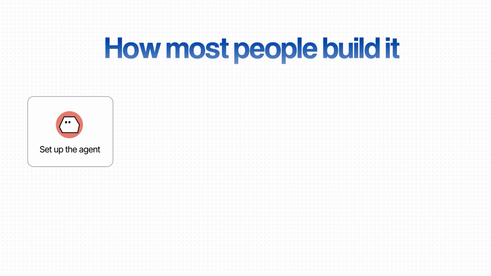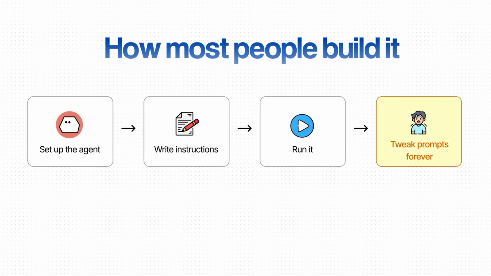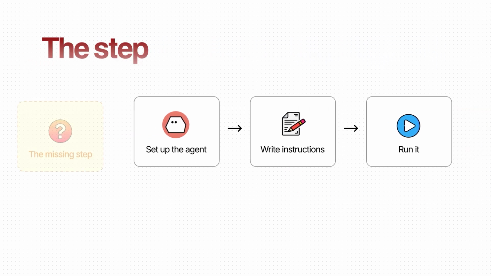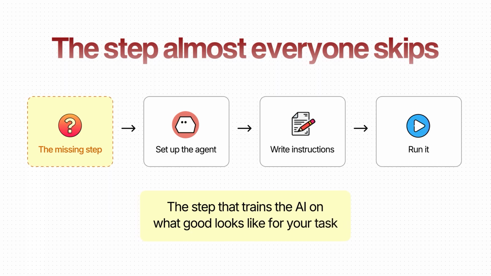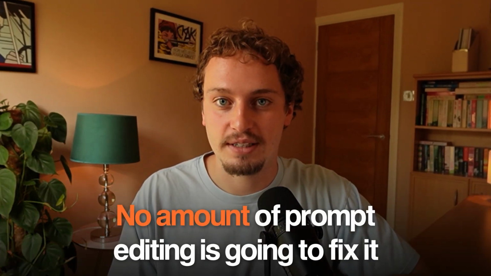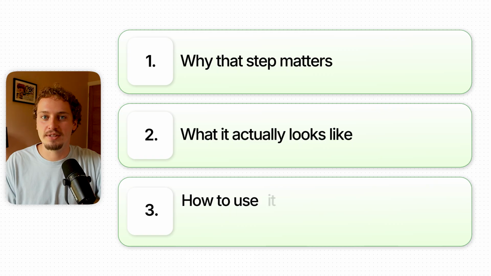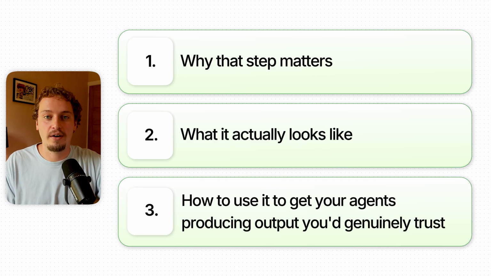They set up their agent, write some instructions, run it, and then spend hours trying to tweak prompts, wondering why it still doesn't quite land. What they've skipped is the step that actually trains the AI on what good looks like for their specific task. And without that step, no amount of prompt editing is going to fix it. So in this video, I'm going to show you why that step matters, what it actually looks like, and how to use it to get your agents producing output you genuinely trust, without having to babysit them every time.